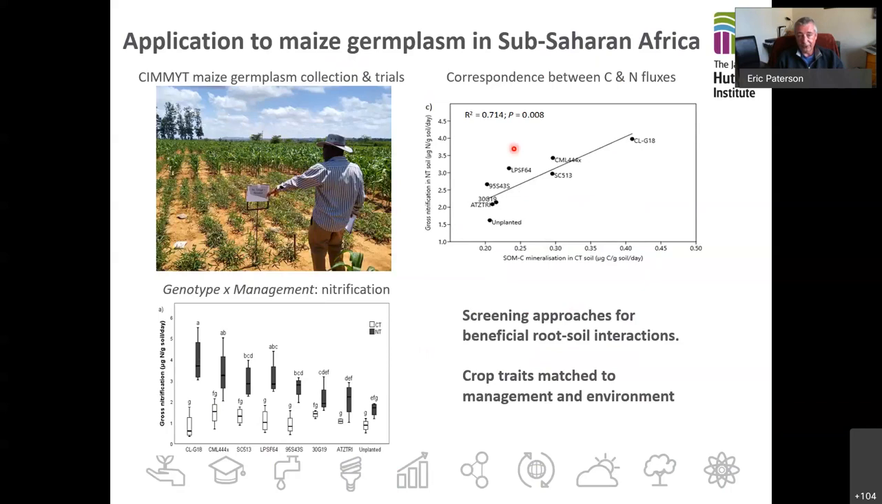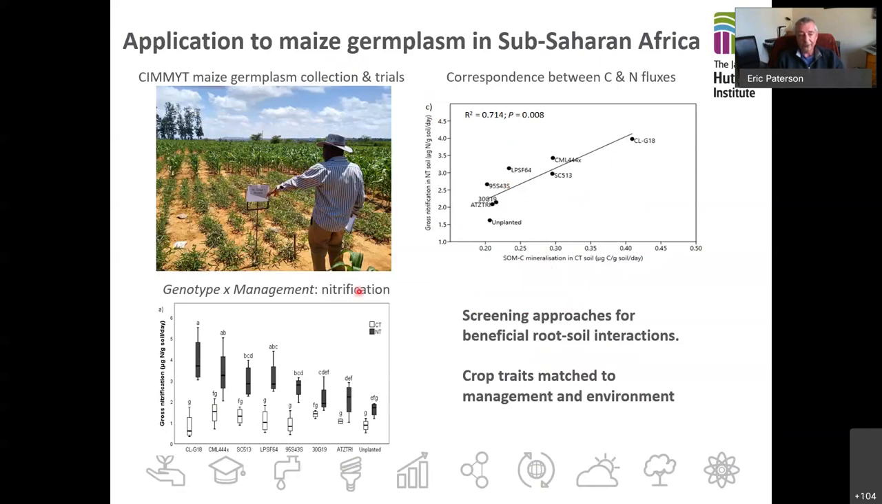And one of the things that's encouraging to us is that the mineralization assay for carbon corresponds very well with what you then measure as mineralization of nitrogen in the system. And using the carbon labeling as a screen is much easier because you're measuring an end product of CO2 rather than having to destructively sample the soil.